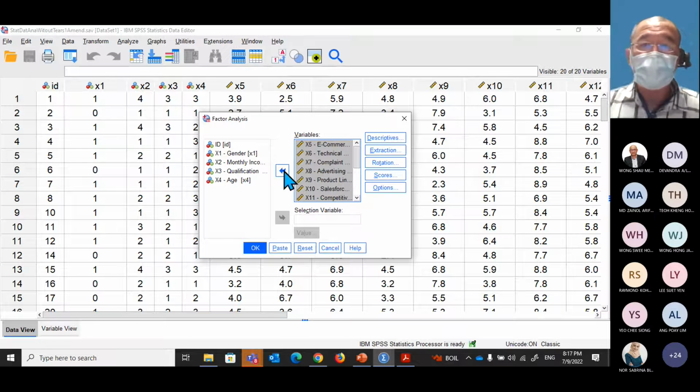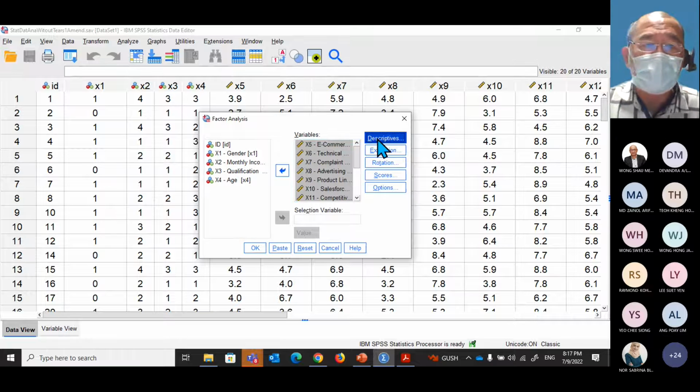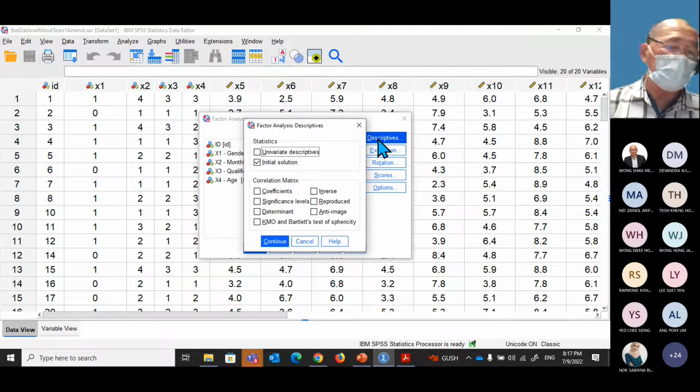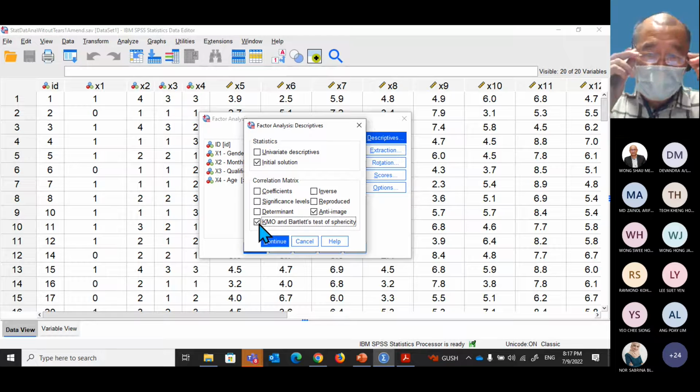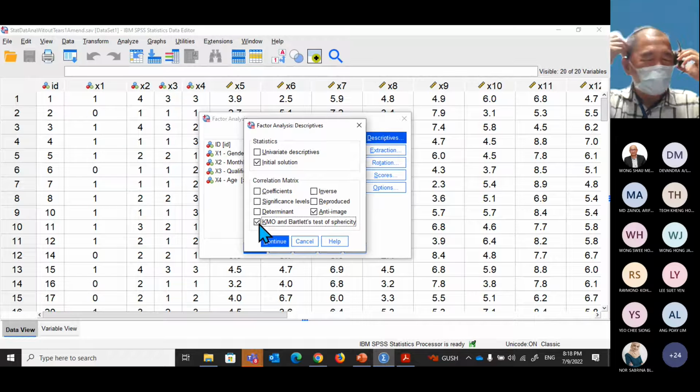Okay. Now we see the descriptive, and then anti-image and then KMO. Both. So make sure you take these two.